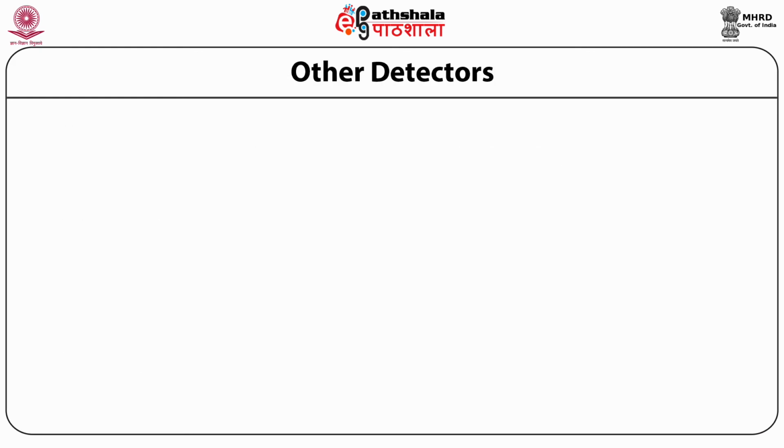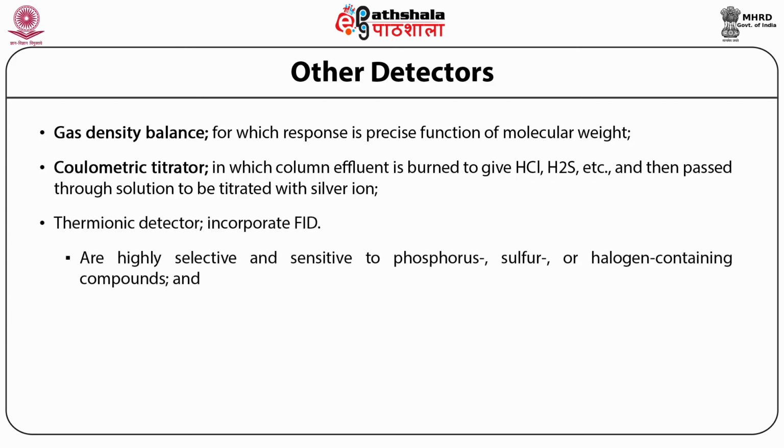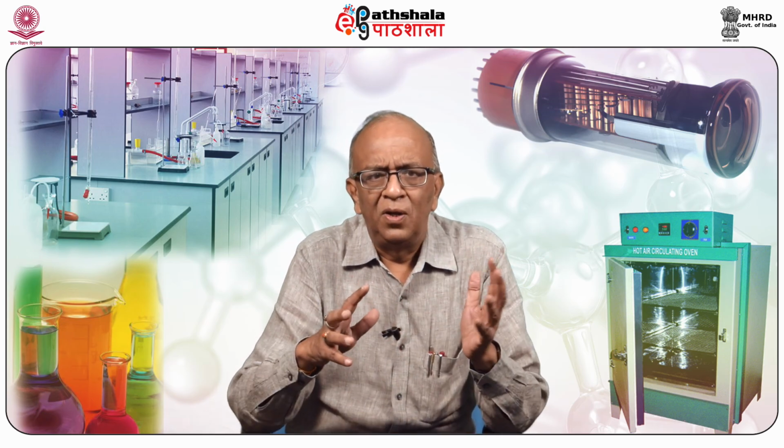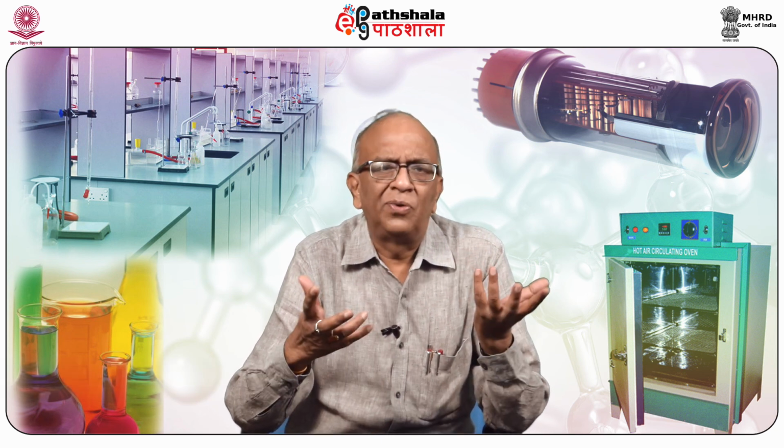Other types of detector which may be used are the coulometric titrator, in which the column effluent is burned to give HCl and H2S gas, which then pass through a solution to be titrated with electrolytically generated silver ion. In many cases, a flame photometric detector, in which the flame of an FID serves as the radiation source of a flame photometer, has also been used.